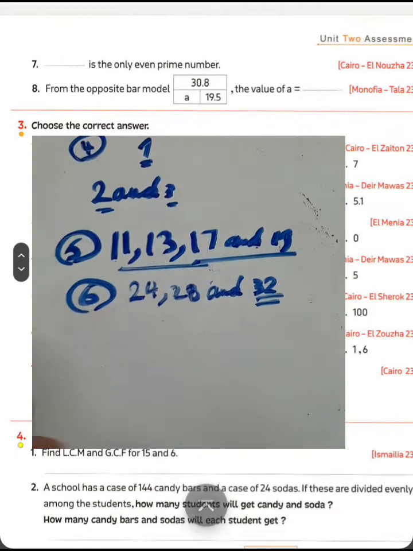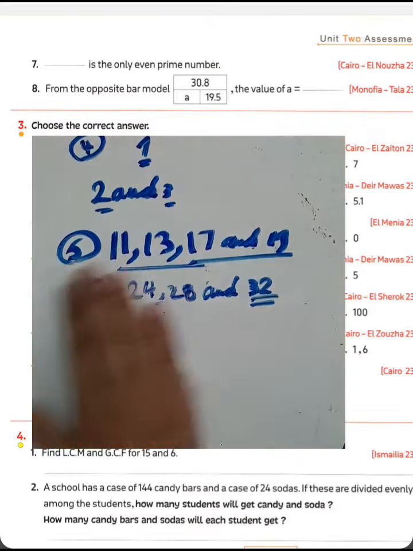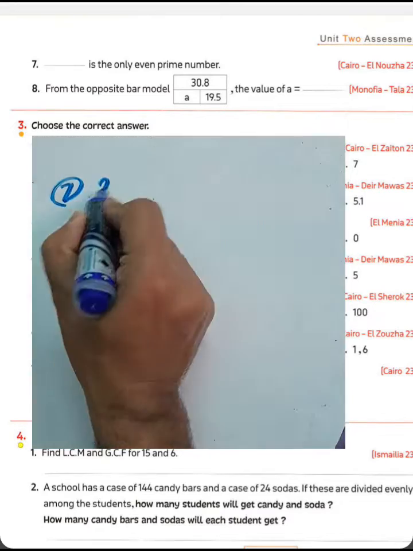Question 7. Blank is the only even prime number. The only even prime number, we call it 2. 2 is the only even prime number.